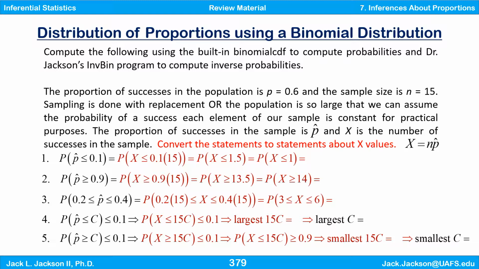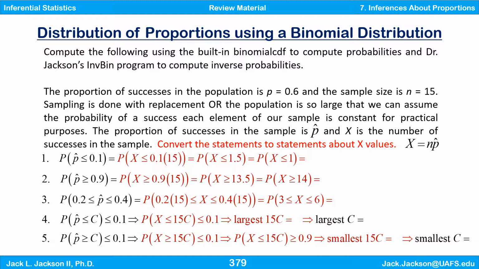The next one, number 3, p hat is between 0.2 and 0.4. Multiply everything by the n, which is 15. That turns the p hat in the middle into an x. 0.2 times 15 is 3. 0.4 times 15 is 6. So we're talking about x is between 3 and 6 inclusive.